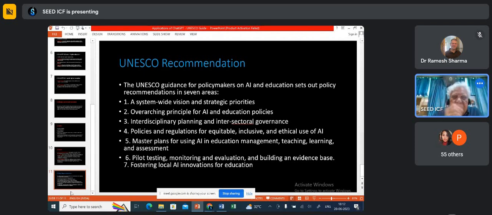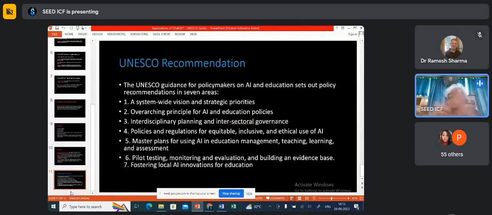The system-wide vision and strategic priorities. You must try to come out with a policy on the system-wide vision: as education institutions, how much of it you are going to use, to what extent you are going to use it, and beyond that you are not going to use it. That's the overarching principle. AI in education policies: we have drawn policies, but I don't think we have considered this now. We have to draw a policy on the implications of the use of AI in education processes. A policy paper has to be prepared, and that should be shared with the students. Interdisciplinary planning and intersectoral governance.